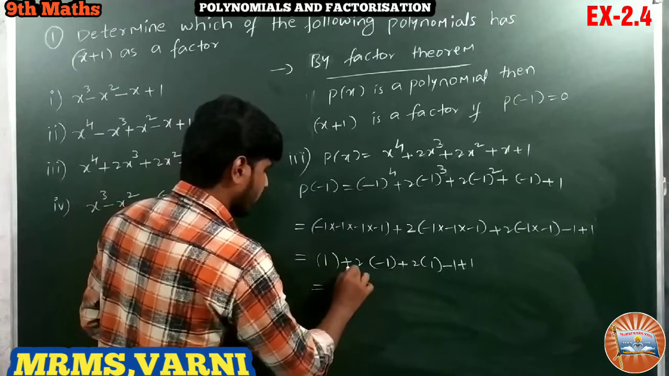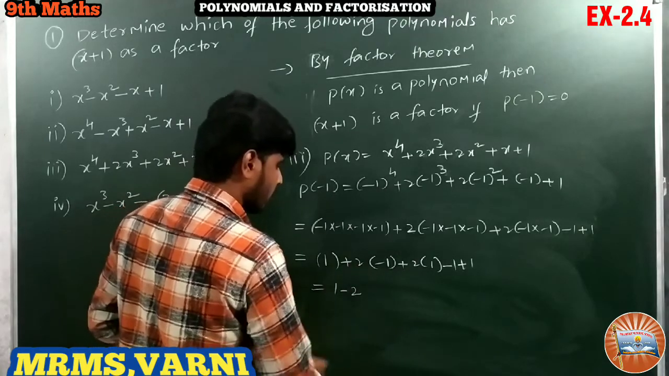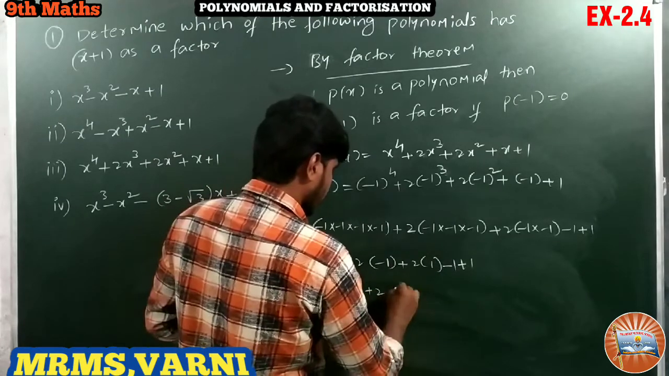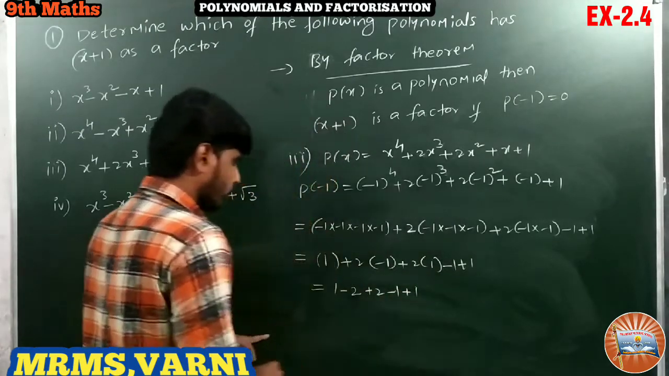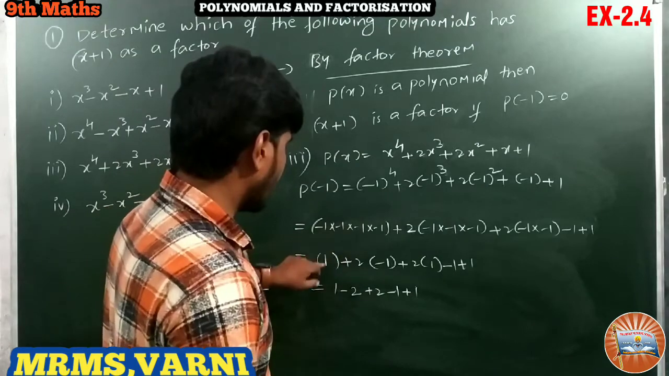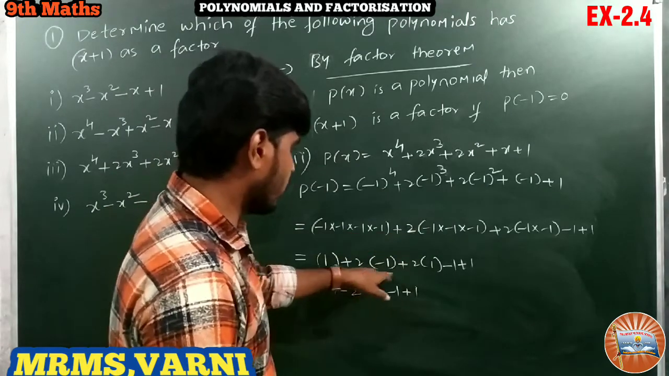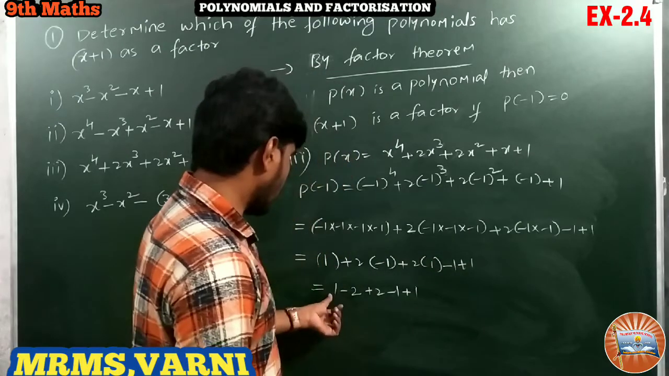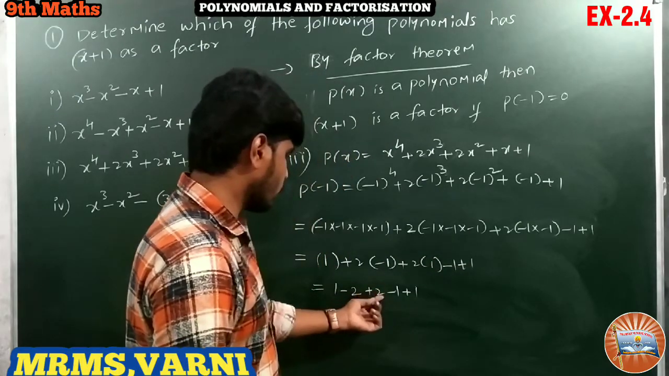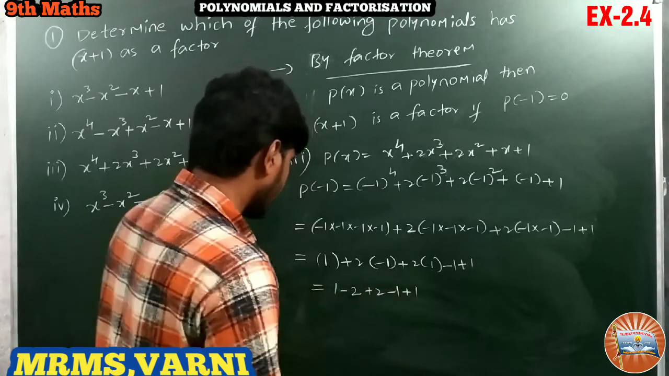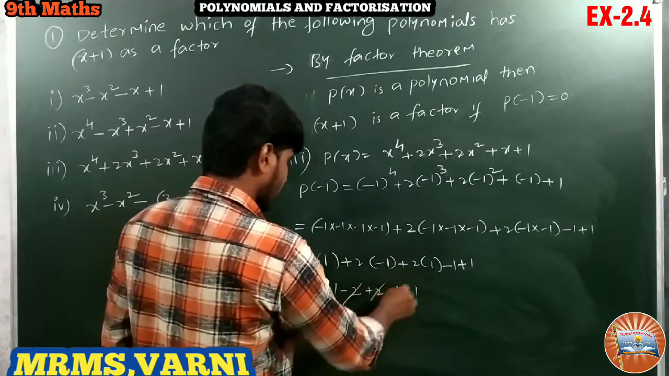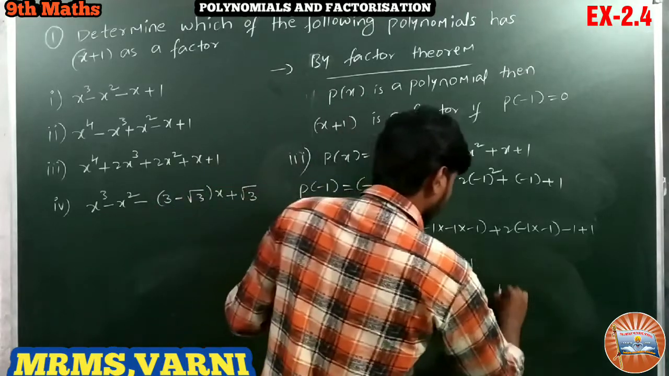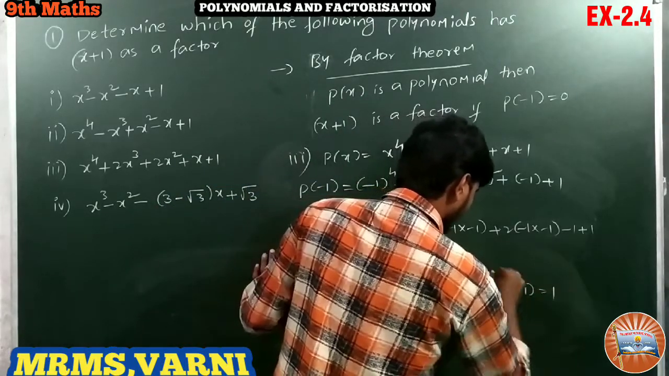And 2 into 1 minus 1 plus 1. So we check once again: 1 plus 2 into minus 1 plus 2 into 1 minus 1 plus 1 as it is. So 1 minus 2 plus 2 minus 1 plus 1. These two get cancelled and these two get cancelled. Remaining is 1. So we got P of minus 1 is equal to 1.